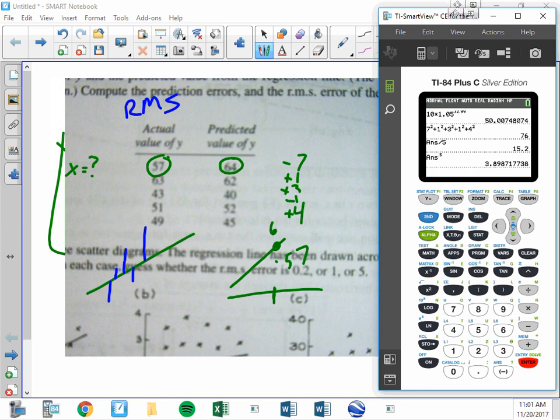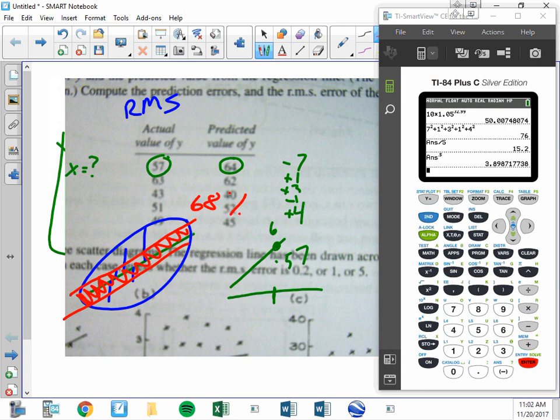So this says, if I take my football, and I go up 3.8 and down 3.8, and I draw parallel lines, how much area is in here? 68%. Just like 1 SD. But finding that RMS this way is really complicated.